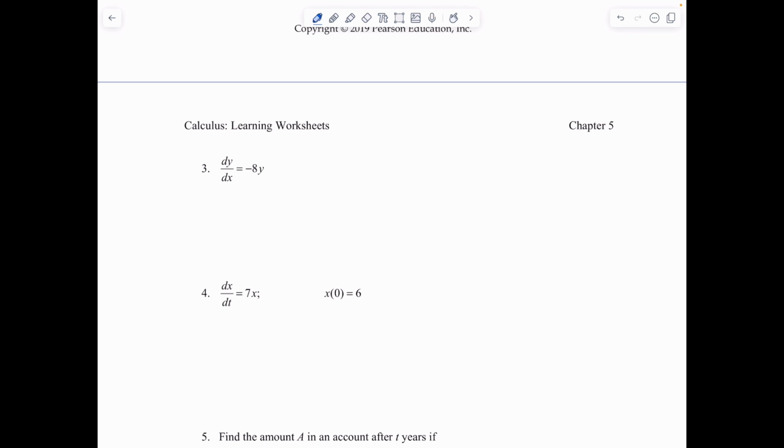Number 3, dy/dx = -8y. This is one of our exponential decay functions from the table that we started with. And using our table, we know that the solution to these types looks like y = c e^(-8x). And as you get more used to recognizing these problems, you'll be able to refer to their solutions without the table.